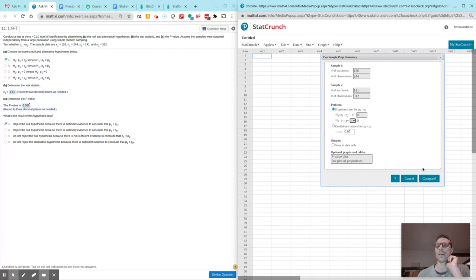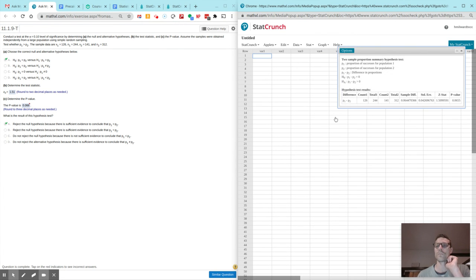Okay, so now we compute, right? We get the z-stat, which is 1.51 when we round to two decimal places, and the p-value is 0.066 if we round to the third decimal place. Okay, so what do we have? The significance level we chose for ourselves was 10%, and so this p-value is below that. So we're going to reject the null hypothesis because there's sufficient evidence to conclude that the two samples have different proportions. Okay, so I hope that helps on this one.